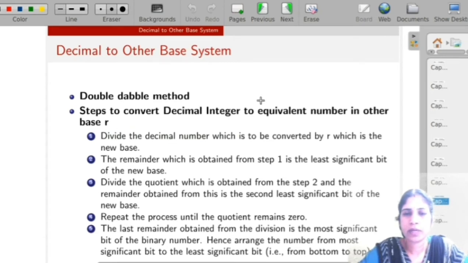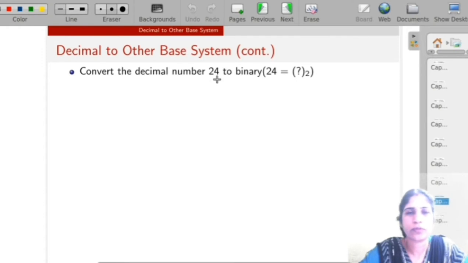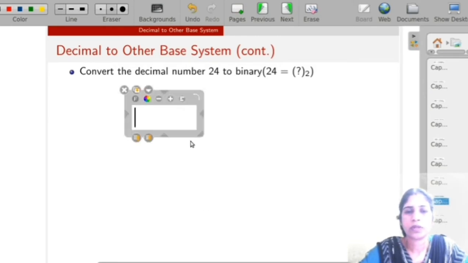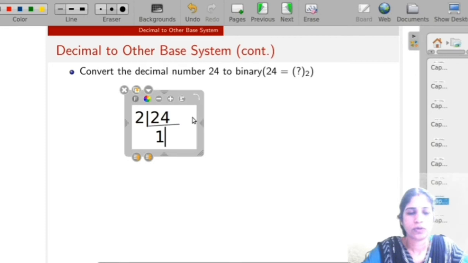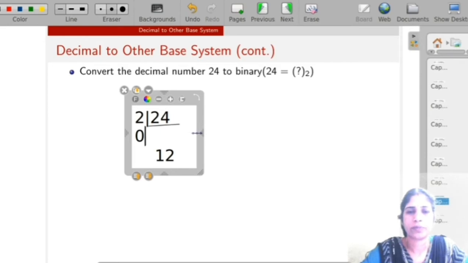To convert a decimal integer to the equivalent number in another base R, we use the double double method. For example, here we convert the decimal number 24 to a binary number. First we divide 24 by 2, because our aim is to convert the number from decimal to binary. When 24 is divided by 2, we get 12 as quotient and 0 as remainder.